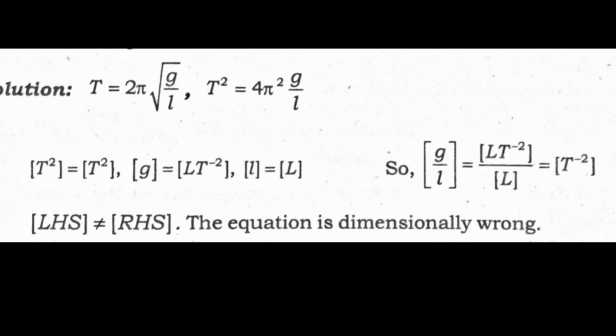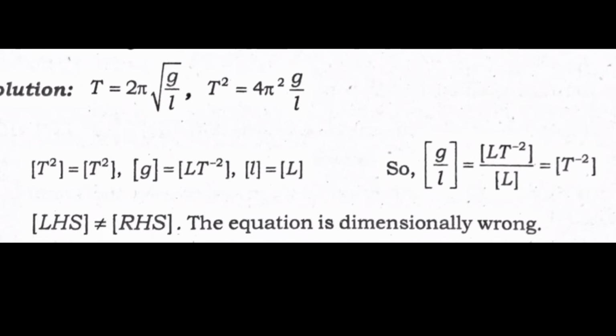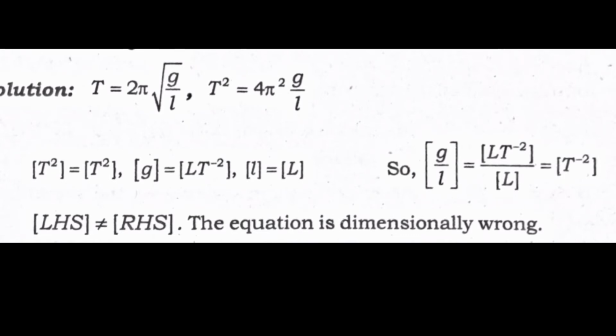What is the question? By using the principle of homogeneity of equations, we have to check the correctness of the equation. The equation is T is equal to 2 pi into root of L by G. So what is the homogeneity principle? We have already studied that in any correct equation, the dimensions of all the terms must be identical. So here we have to prove all terms have the same dimensions.